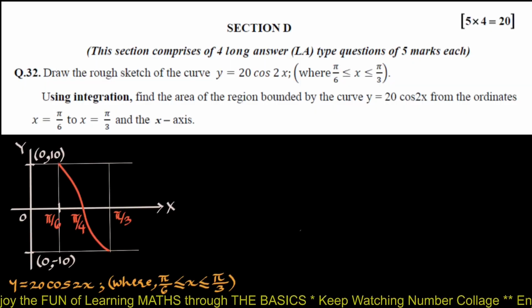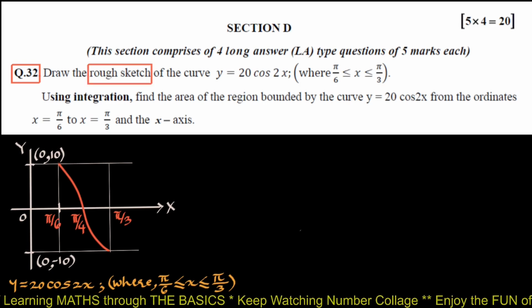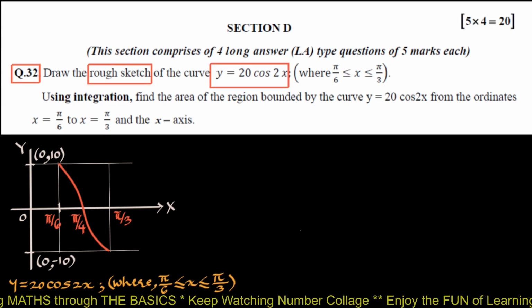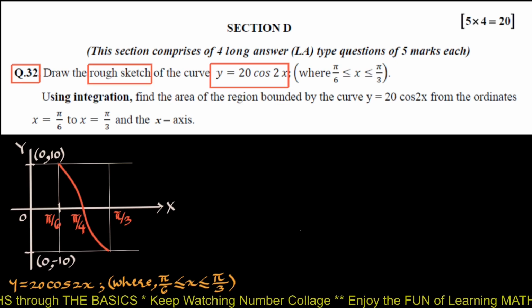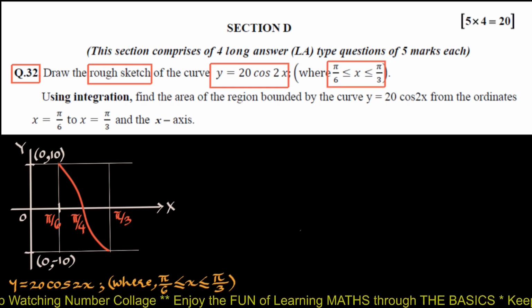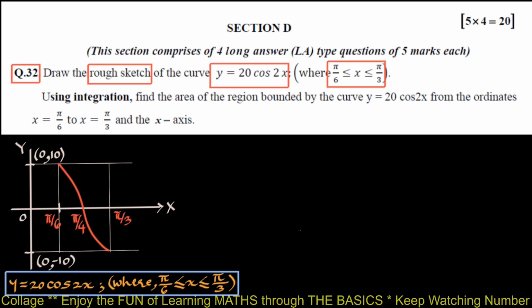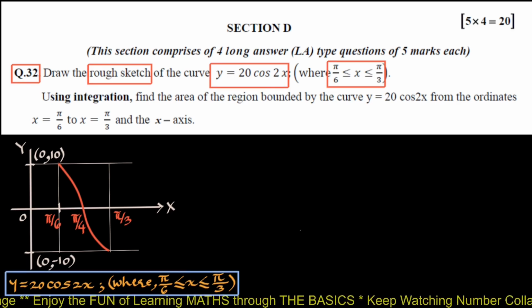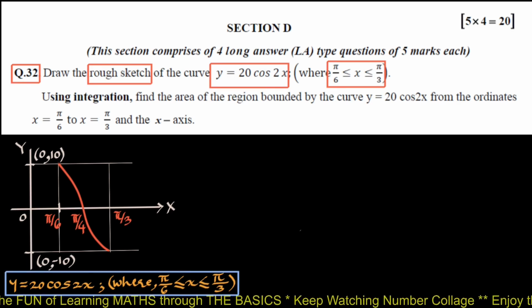Question 32. Draw the rough sketch of the curve y equals 20 cos 2x, where x lies between pi by 6 and pi by 3. Here we have drawn the rough sketch of the curve y equals 20 cos 2x. Let us verify the various points.